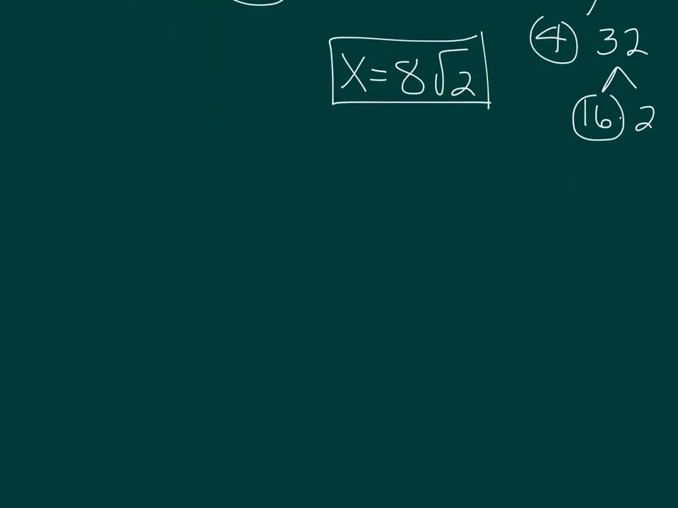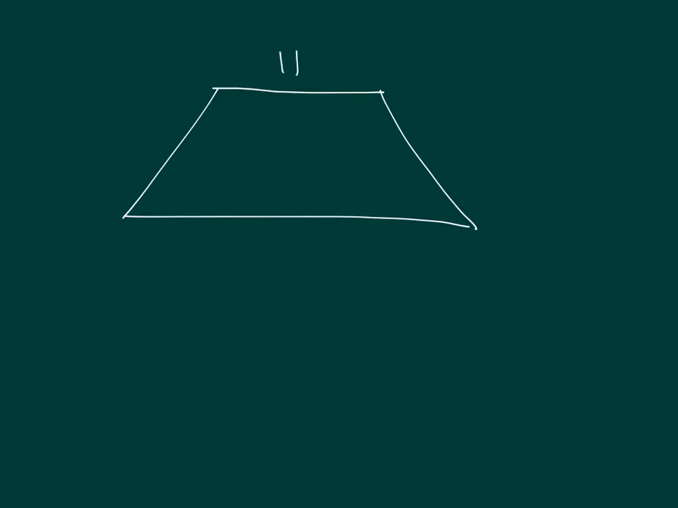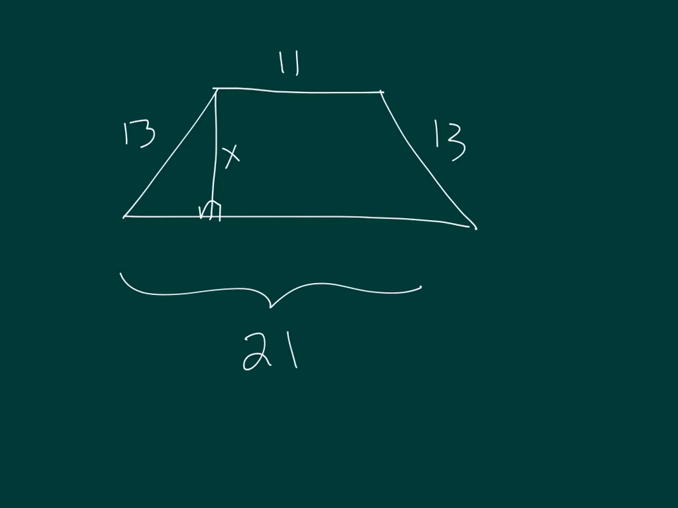And I'm going to do another example as well. An isosceles trapezoid is a trapezoid with congruent legs, so you might have something that looks like this. So this might be 11, say this might be 13, 13, and this bottom base might be 21. And I might be looking for the altitudes. I might be looking for this. So that might be x.